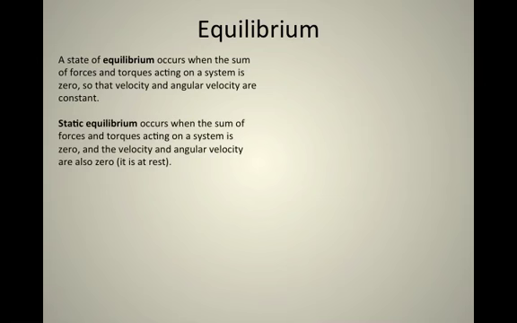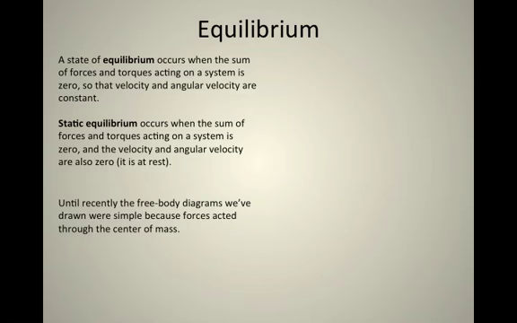The condition of static equilibrium is when those quantities, velocity and angular velocity, are not only constant, but they are also zero. In other words, the object is completely at rest, or the system of objects is completely at rest.